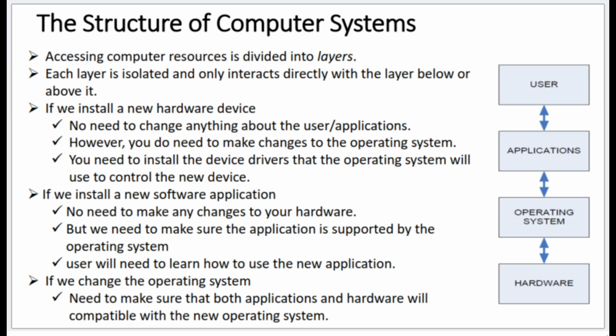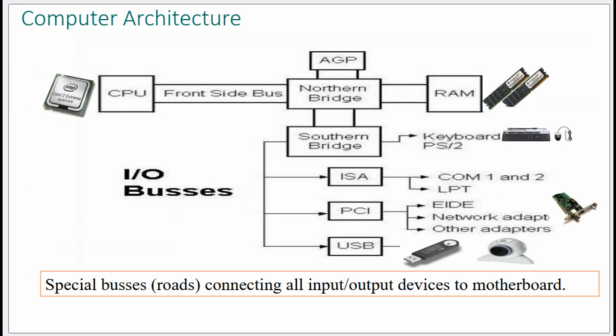If we install a new software application, there is no need to make any changes to your hardware, but we need to make sure the application is supported by the operating system. The user will need to learn how to use the new application. If we change the operating system, we need to make sure that both applications and hardware will be compatible with the new operating system. Computer architecture: special buses, roads, connecting all input/output devices to the motherboard.